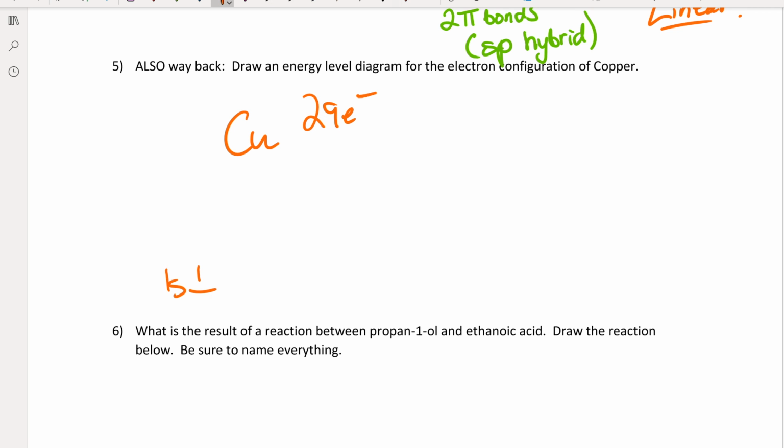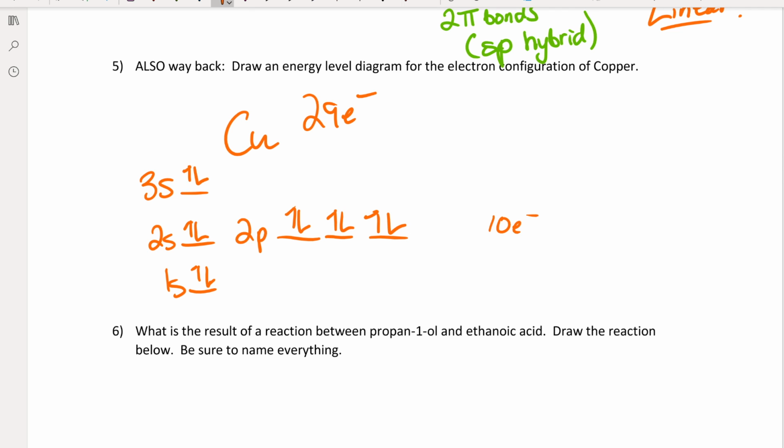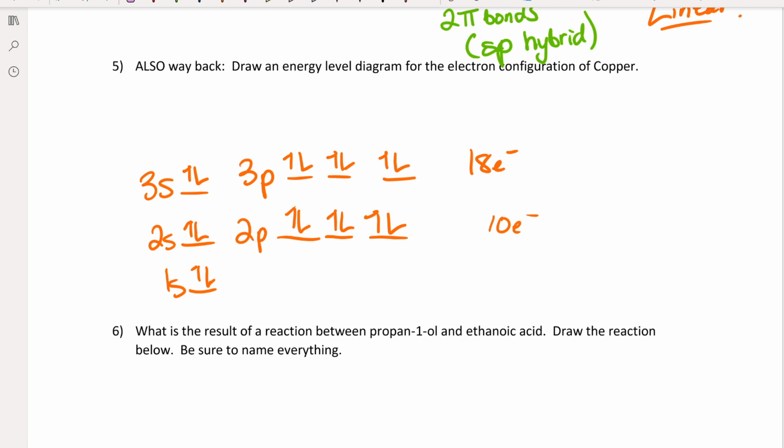So 1s will hold 2 of them. 2s will hold 2 more. 2p will hold 6, and of course I should follow Hund's rule and fill that one at a time. So 2, 4, 6, 8, 10, so we're up to 10. 3s gets filled next, it takes 2, so we're up to 12. 3p is next, and it will hold 6, which brings us up to 18. After 3s gets filled, 4s will get filled, and it will hold 1 and 2.